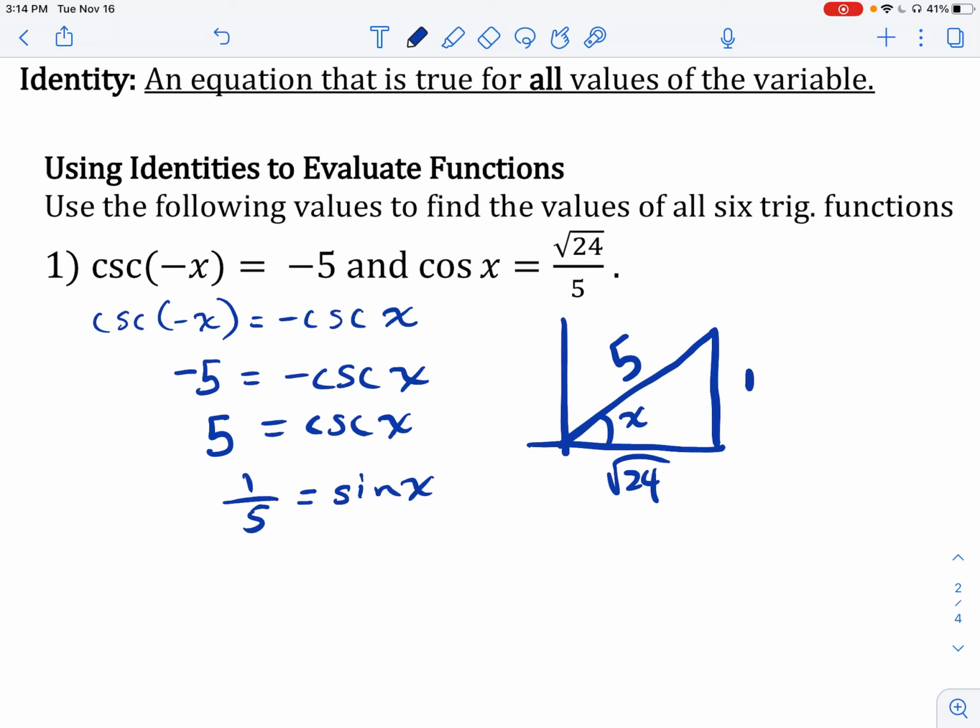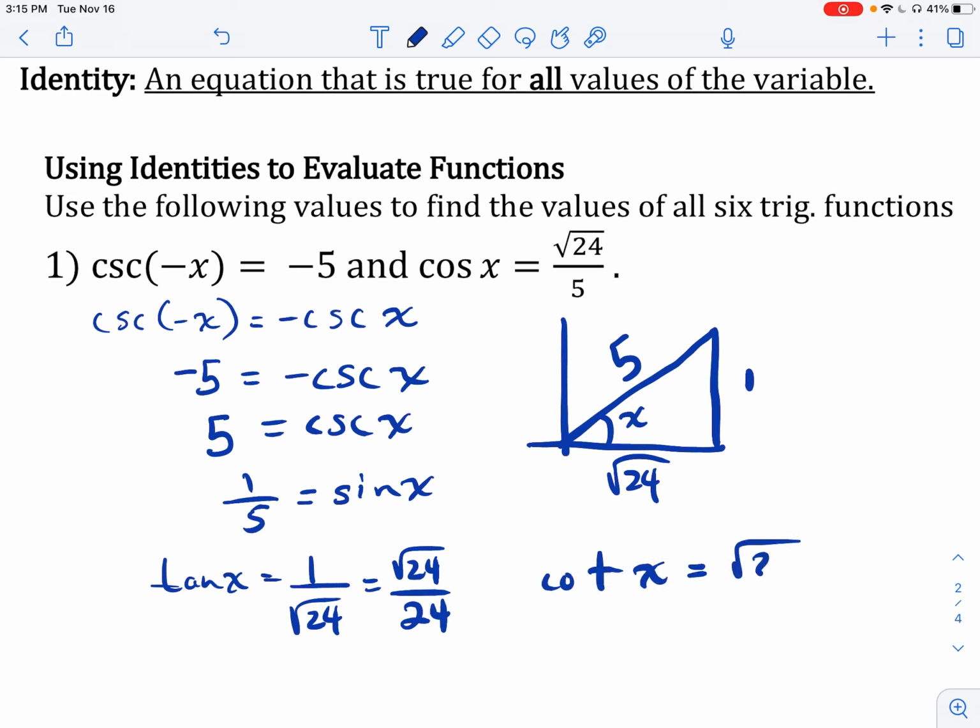So from here, once we have this triangle, we really know all of it. We already know what sine of x is. We already know what cosine of x is. We can say that the tangent of x is equal to 1 over root 24, which rationalizes to root 24 over 24. Cotangent of x is simply equal to root 24, which we probably should simplify to 2 root 6. Similarly, 2 root 6 over 24 would be equal to root 6 over 12.